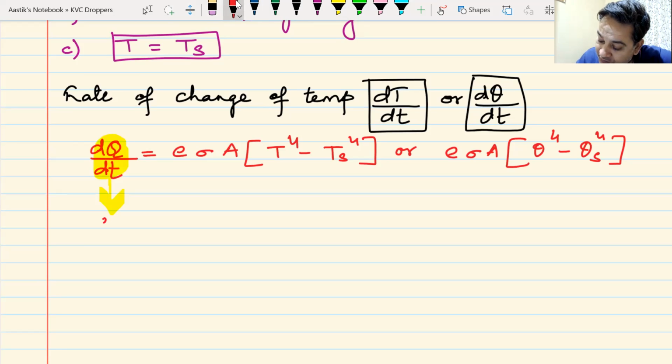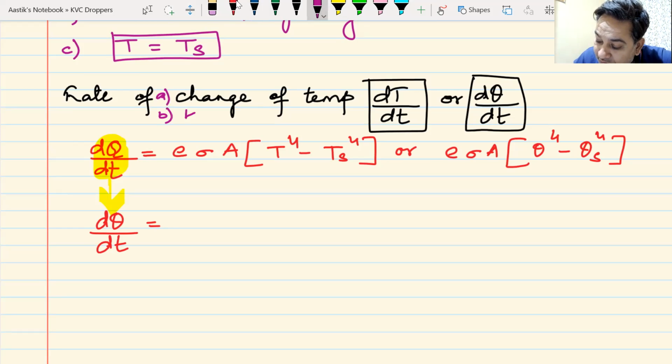Now, from this dQ by dt, can I find the value of d theta by dt, the rate at which the body is cooling down, or the rate at which the body is heating up, or the rate at which the temperature of the body is changing? We can call it rate of cooling, we can call it rate of heating, or you can call it rate of change of temperature. So this is the first way you can call it, rate of change of temperature.